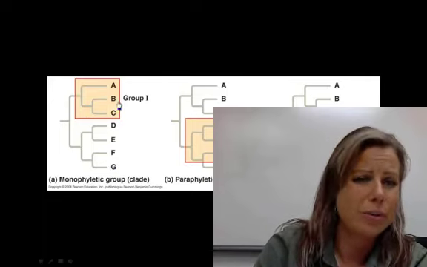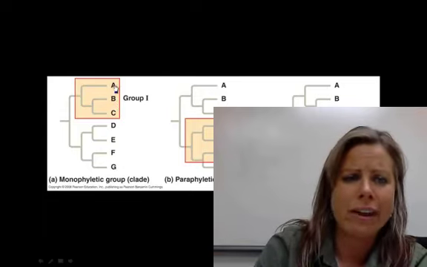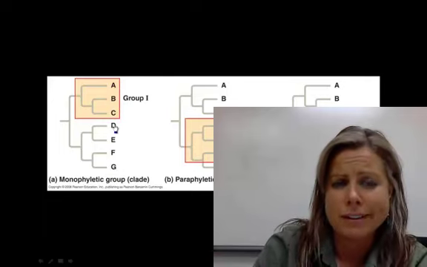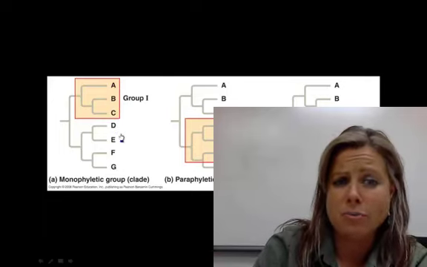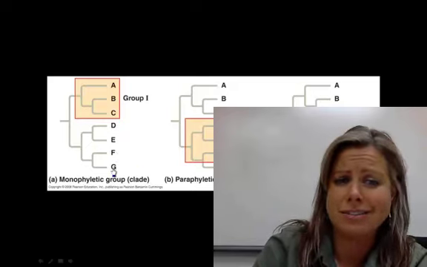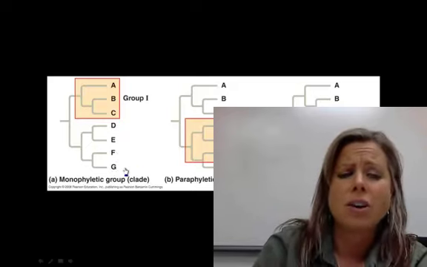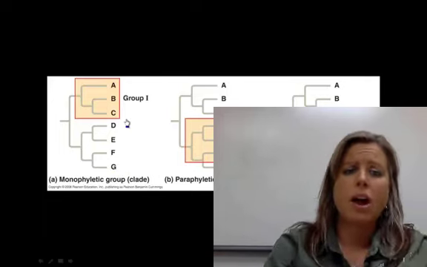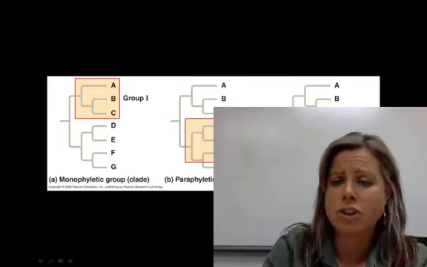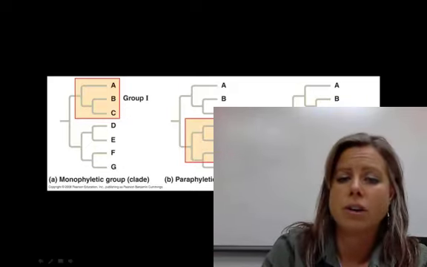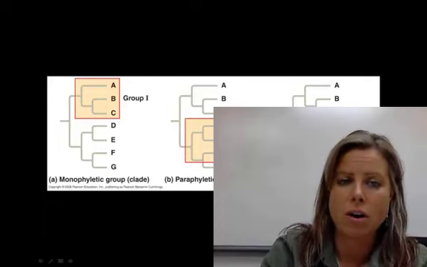Let's say that A is humans, apes, gorillas, and then we've got worms and insects and sea stars and clams, right? Those are all of our different organisms we're talking about. Basically, what these three are showing is, if we were to talk about A, B, and C as a group, or if we were going to talk about D, E, and F as a group, what we call them.